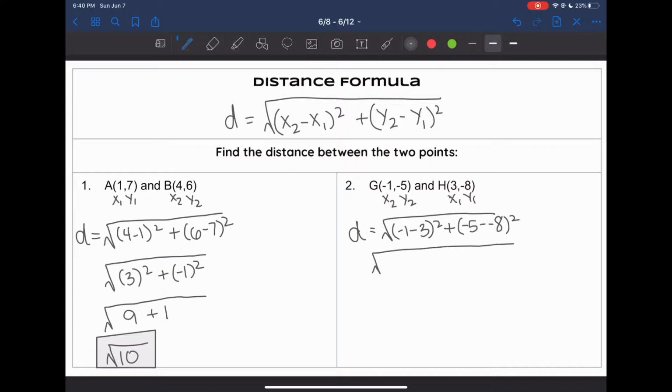So we have the square root of (-1 minus 3), which would be -4, squared, plus (-5 minus -8), that's like -5 plus 8, so that would be +3, squared. -4 squared is 16, and 3 squared is 9. 16 plus 9 is 25, so our answer is the square root of 25, and the distance between those 2 points is 5, because the square root of 25 is 5.